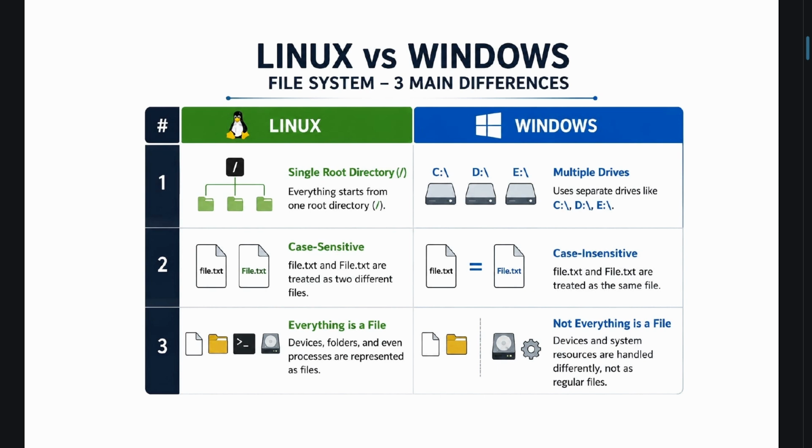The second difference is case sensitivity. In Windows, file.txt with a small f and file.txt with a capital F are treated as the same file. But in Linux, they are completely different files. Just changing the capital letter changes the file name.